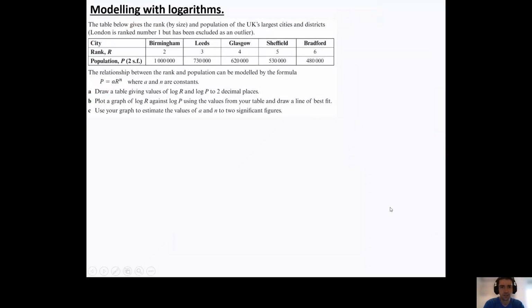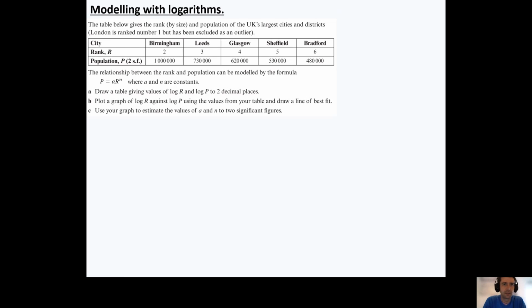I'm less front-facing on this one, but in this video we are going to be looking at modelling with logarithms, and the example that I'm going to be going through with you today is taken from the Edexcel Pearson Year 1 textbook. So here we are then.